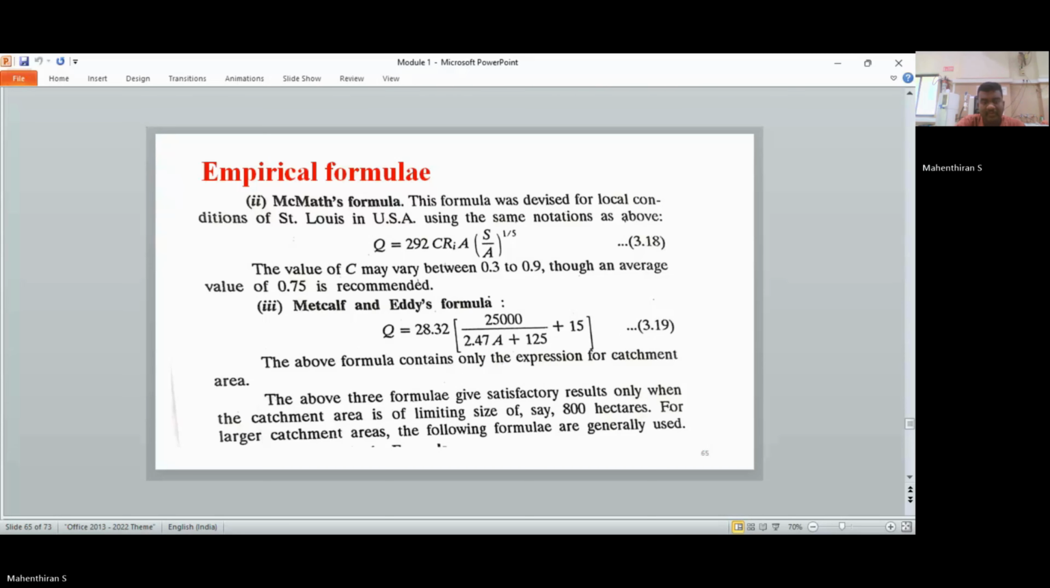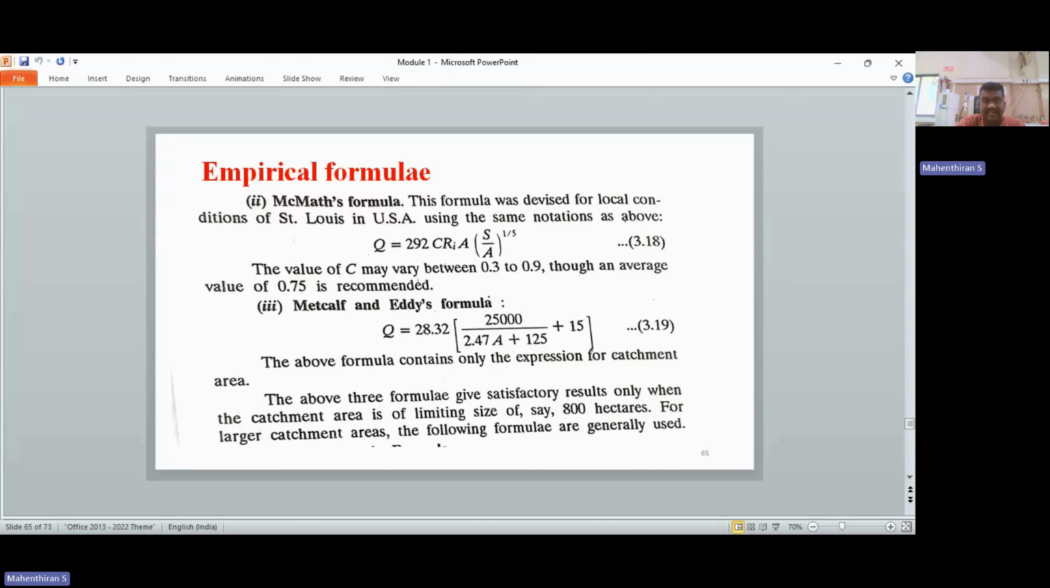Now, beyond the 800 hectares, several problems occur. That is the non-uniformity in the rainfall. It becomes increasingly unlikely the entire catchment experiences the same rainfall intensity at the same time. Next is the long time of concentration. The time for water to travel from the farthest point to the outlet becomes very long, often exceeding the duration of typical short duration storms.